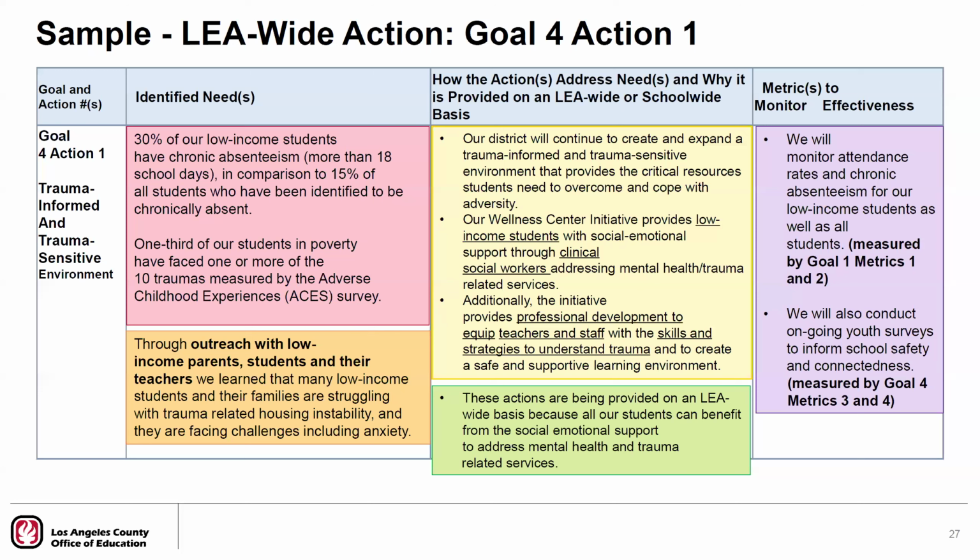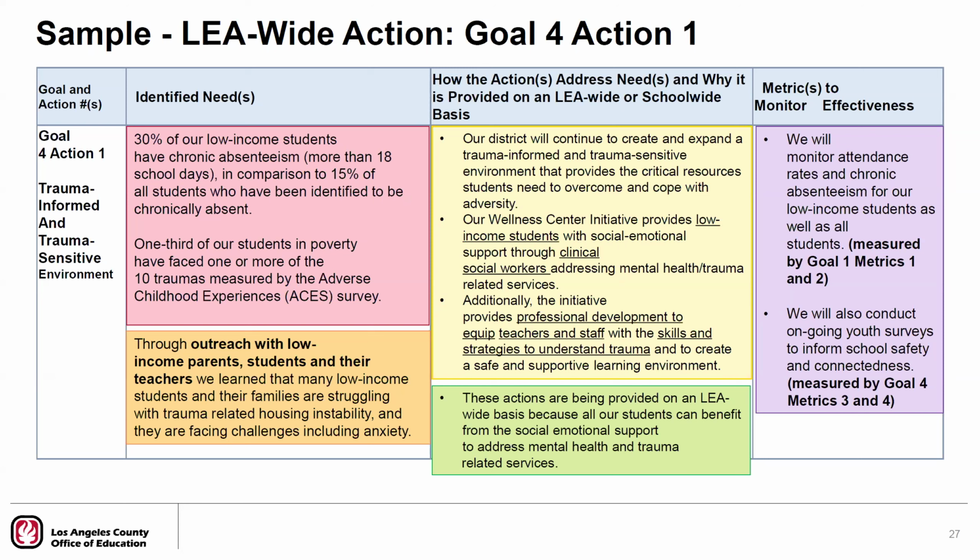And in the orange text box, we can see that this district sought educational partner feedback through outreach with low-income parents, students, and their teachers. This sample action goes on to explain how this action is designed to address the needs of our low-income students and why it is being provided on an LEA-wide basis. Starting with the yellow highlighted text box, we see the classic who is doing what and for whom, as clinical social workers will be providing social-emotional support to our low-income students, and we also see that teachers will be receiving professional development to understand trauma to create a safe and supportive environment for our low-income students. The justification as to why this action is being provided on an LEA-wide basis is seen here in the green highlighted text box, and it is because all students can benefit from the social-emotional support to address mental health.